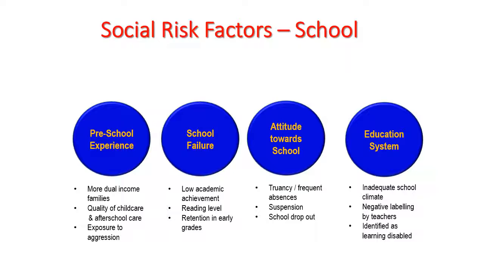Similarly, children who are labeled as stupid or learning disabled or unable to cope with the demands of the school system are also likely to develop negative attitudes towards school, and this would then impact their performance in school, which increases their chances of failing in school, dropping out of school, and mixing with delinquent peers or finding other ways to cope with not being able to fit in with the demands of society.